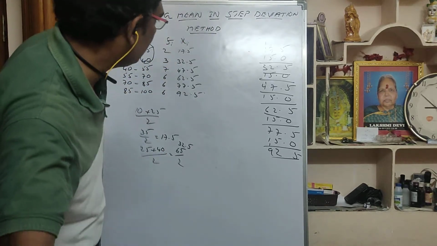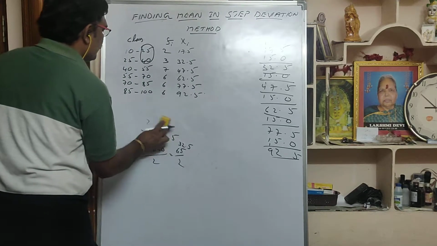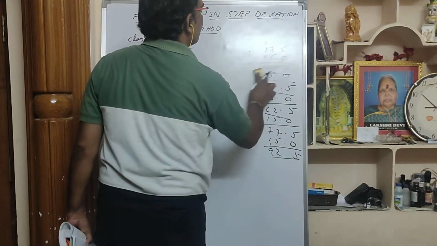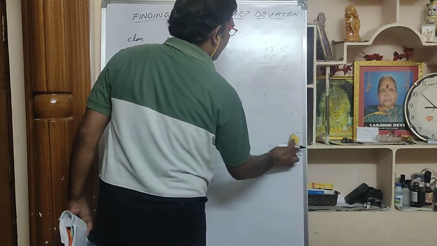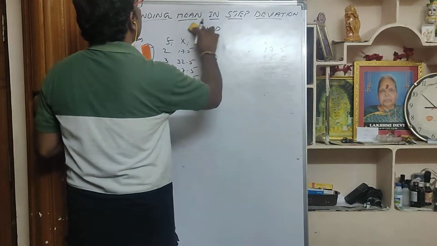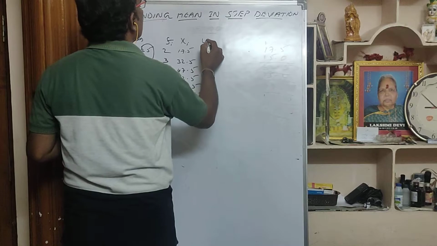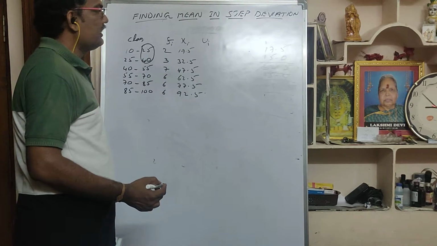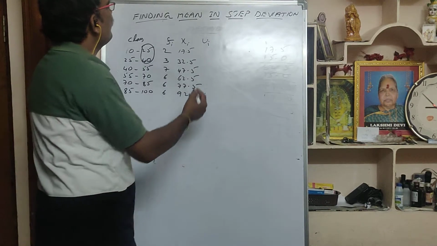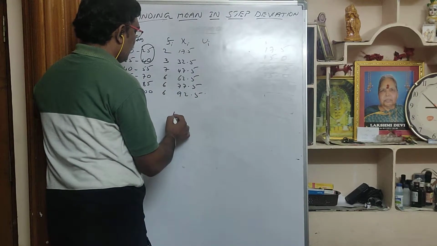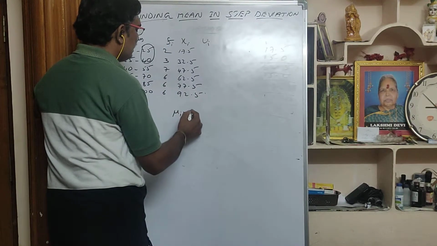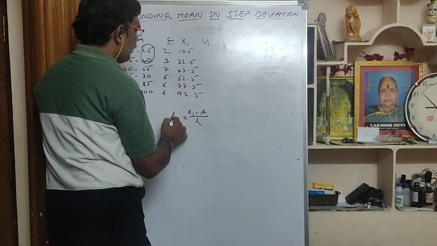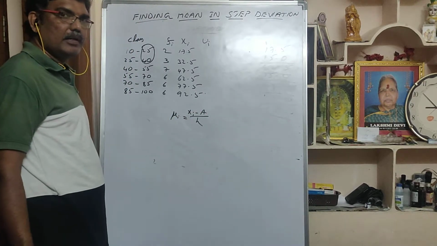After getting the mid values, you should go for ui. ui means deviation. One more column you have to write, which is called deviation. What is meant by ui? This is one column. What is the formula for ui? The formula for ui is (xi minus a) by h.